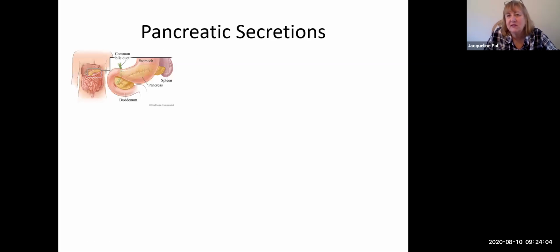So your pancreas is in your upper abdomen. It actually sits posterior to your stomach. It's sort of in the midline with the head of the pancreas emptying into the first part of your small intestine and the tail of the pancreas going to your left upper quadrant and ending at the spleen.